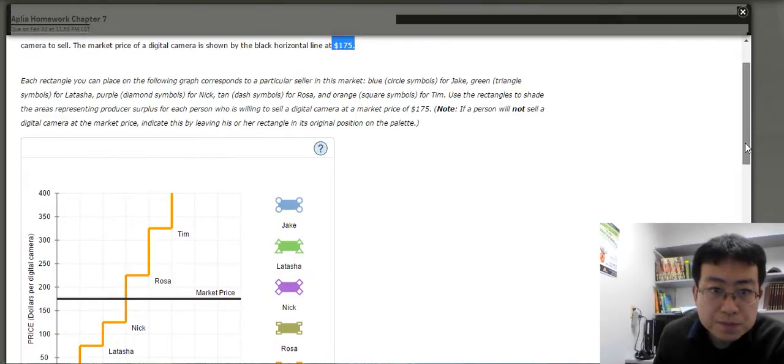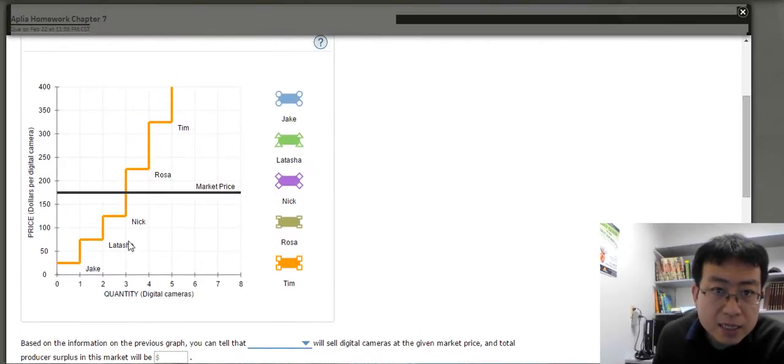So for the first producer, for Jack, his minimum price to sell is only $25. But if the price for the marketplace is $175, he will sell because the price is pretty high. So we're going to put the producer surplus in this area, that's between your price line and the supply curve. And then for Latasha, she's willing to sell for $75, but the price is $175. Again, she will sell also. So this is our producer surplus.